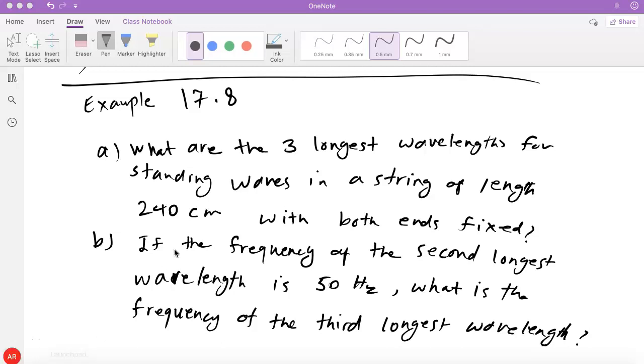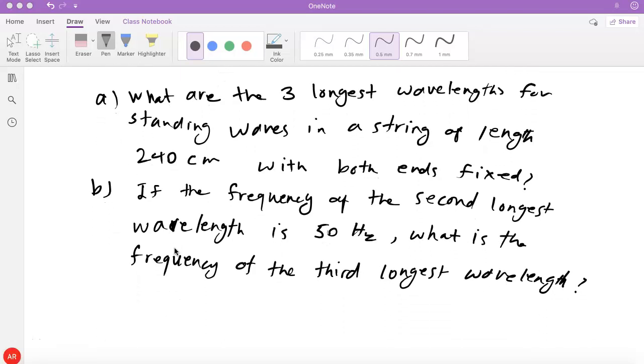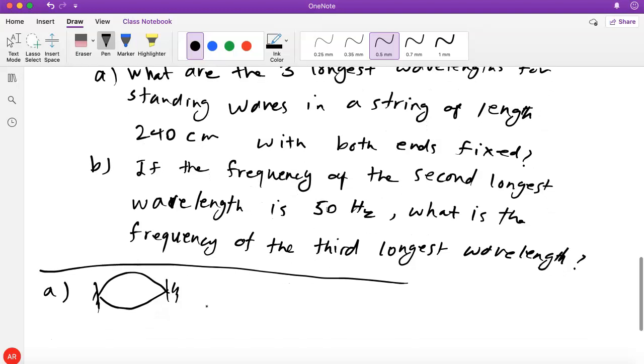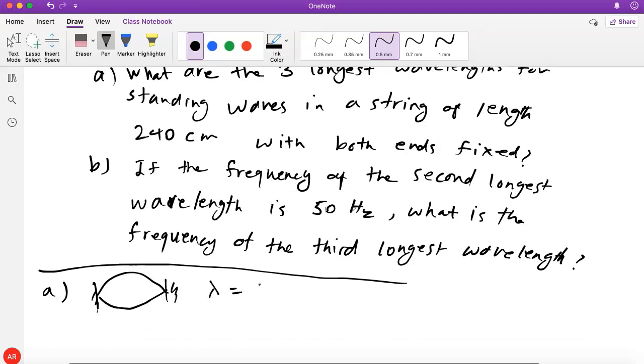Okay, so I hope you managed to find the correct answer. So let's see. First, let's think about part A. That's the easy part. So what are the three longest wavelengths, right? So the first one is this one, the fundamental mode. So we just fit half of lambda in the entire length. Therefore lambda is twice the length. So it's 2L. It's 480 centimeters.